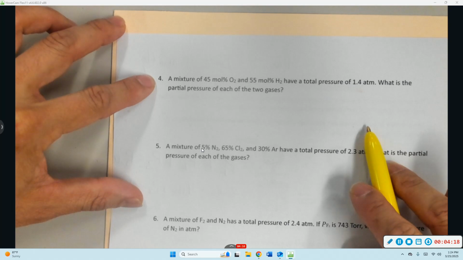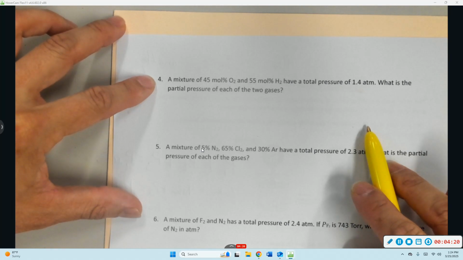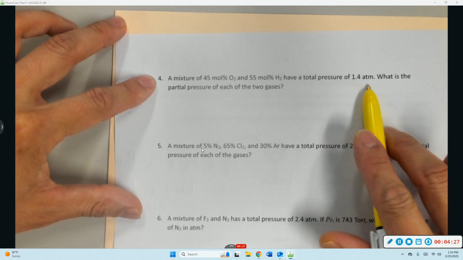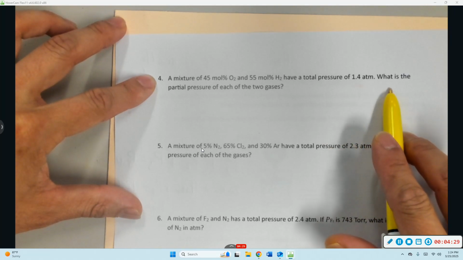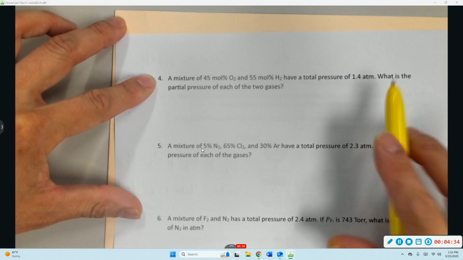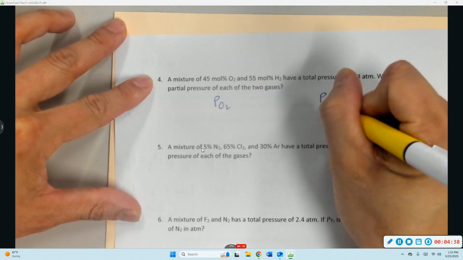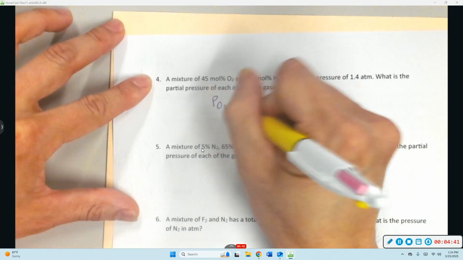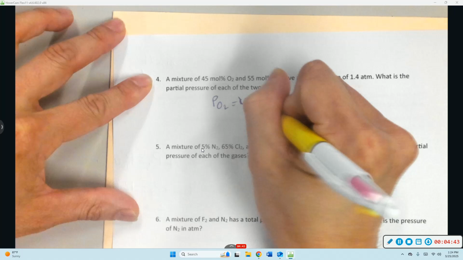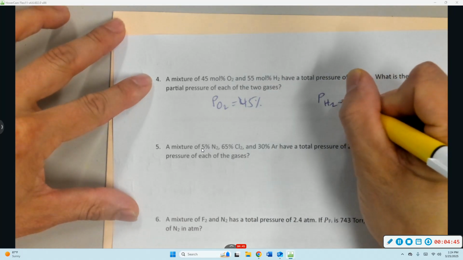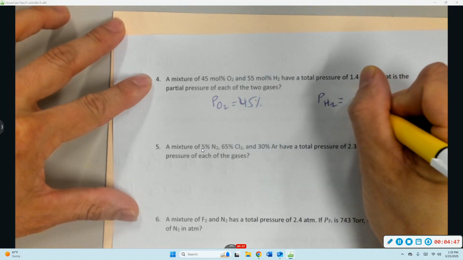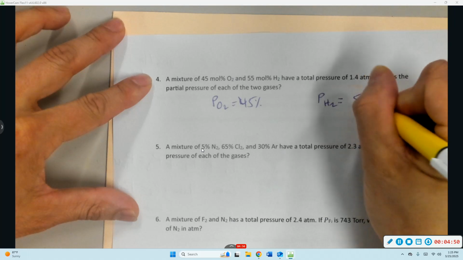Number 4. 45% mole percent of O2, 55% mole percent of H2. The total pressure is 1.4 atm. What is the partial pressure of each of the two gases? Okay, so we're looking for pressure of O2 and then pressure of H2, right? O2 is 45%. So mole of O2 is 45%, H2 is 55%.